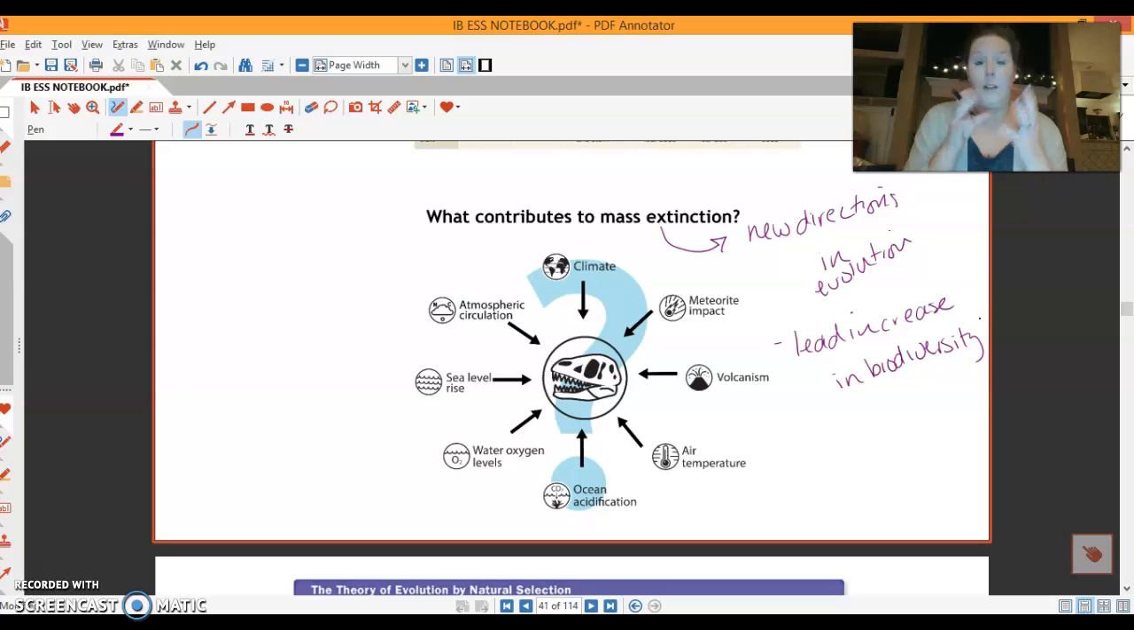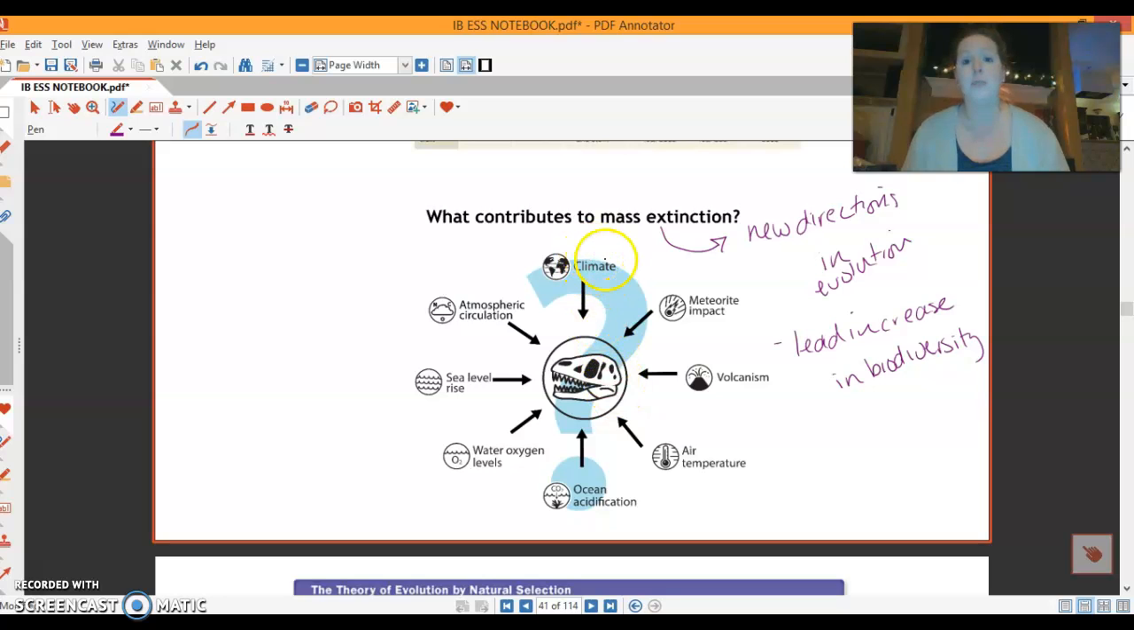Okay, this is what I want you guys to do. I want you to pick 3 of these contributions to memorize for the IB test. So I don't care which 3 you pick. You can pick the easiest ones. You can pick the ones that you think are the coolest, the ones that sound awesome. It doesn't matter to me. Pick 3. So what contributes to mass extinction?